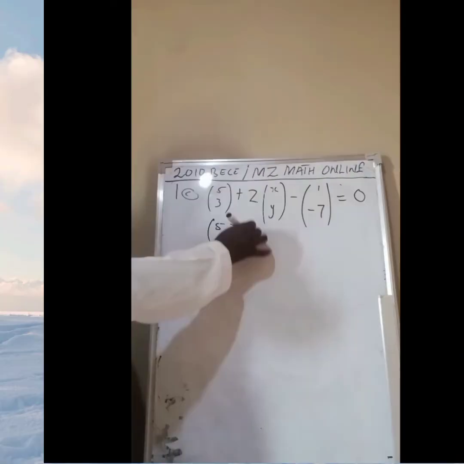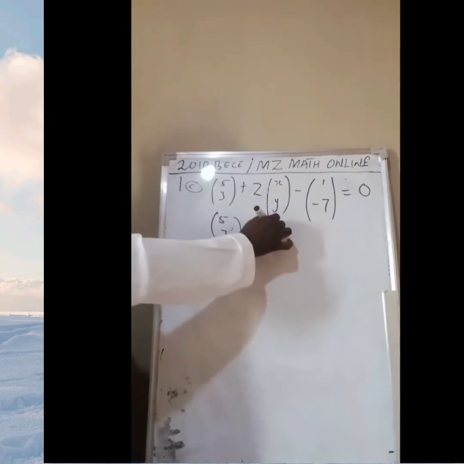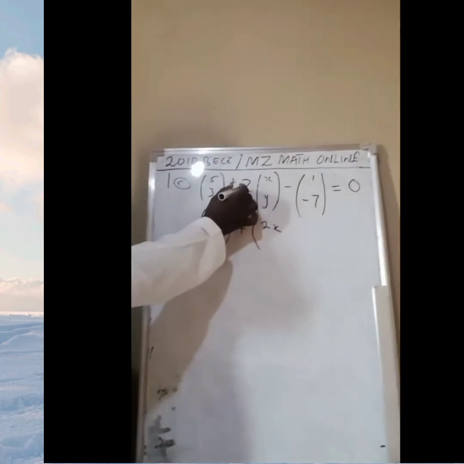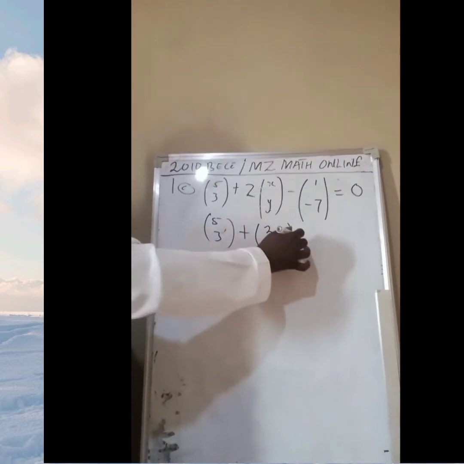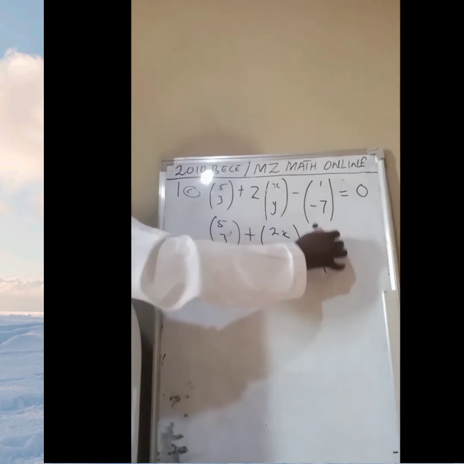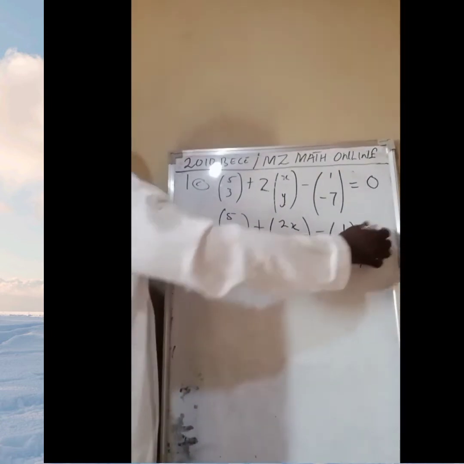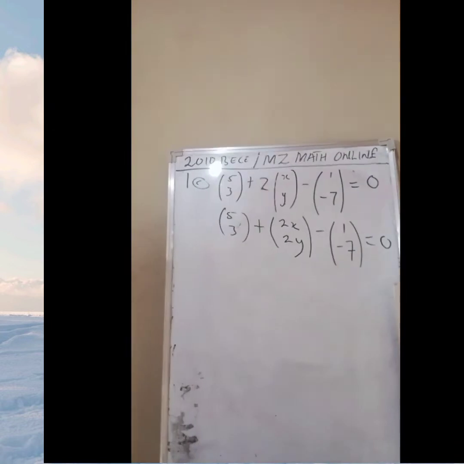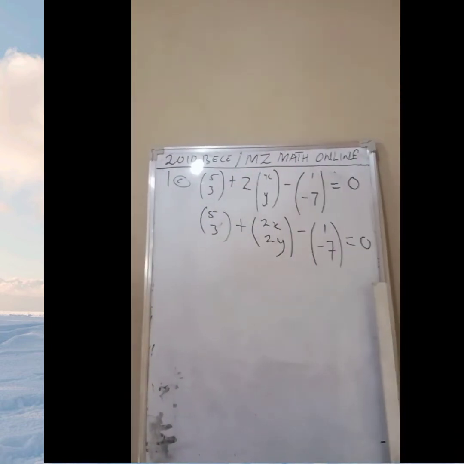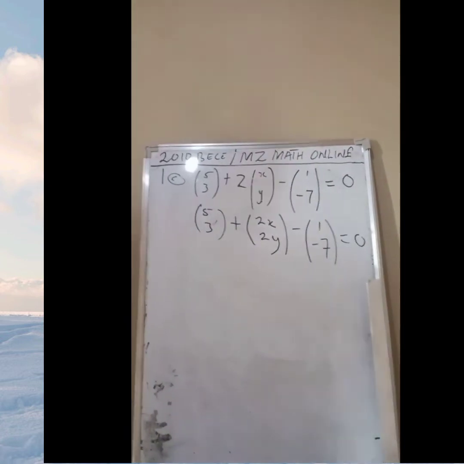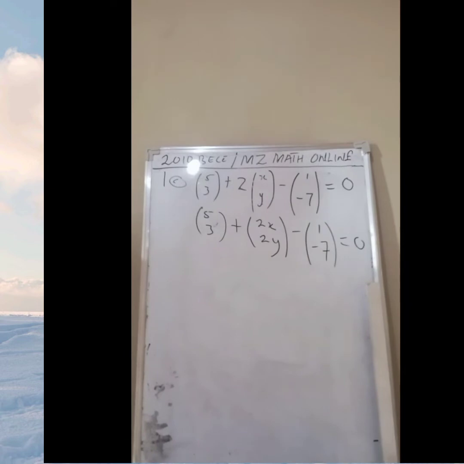So let's get now. 2 multiplied by x will give us 2x. 2 multiplied by y will give us 2y minus 1 negative 7 equal to 0. So that's the first step. The second step is to work out the x component separately and the y component separately as well.